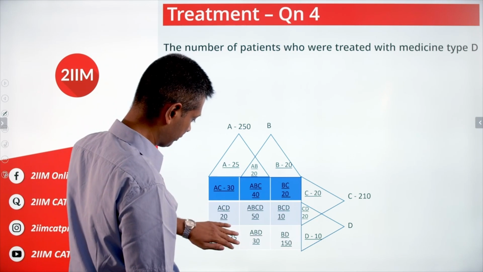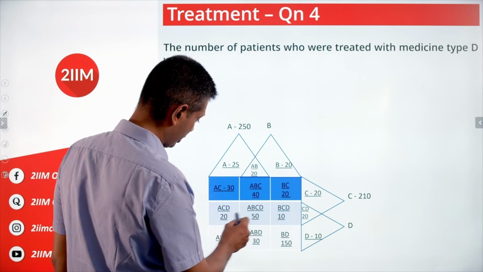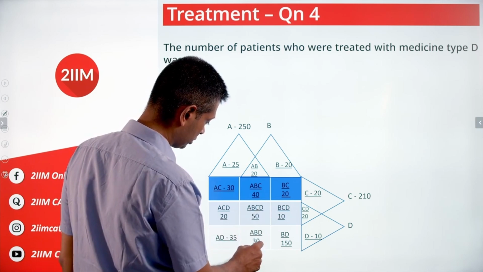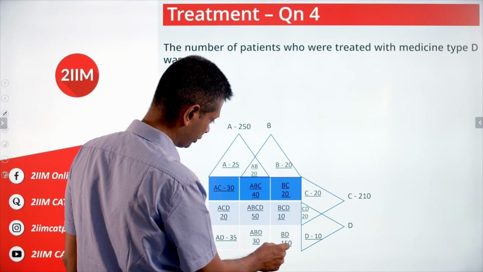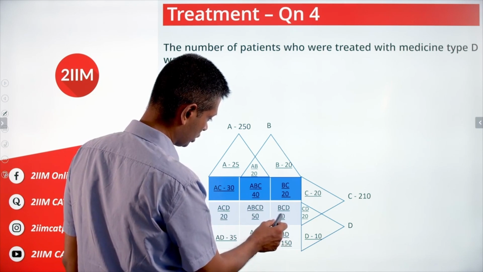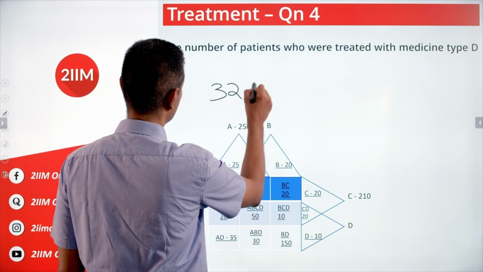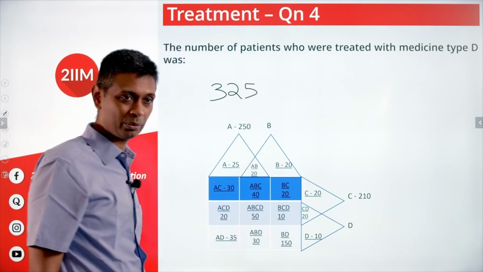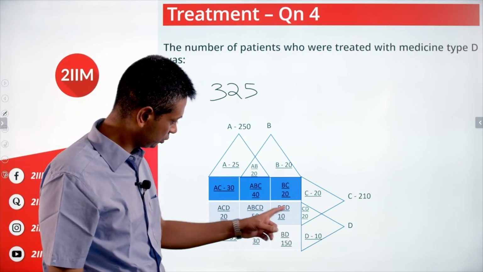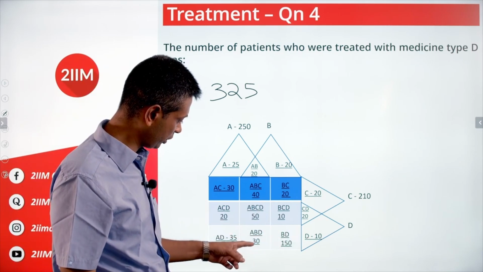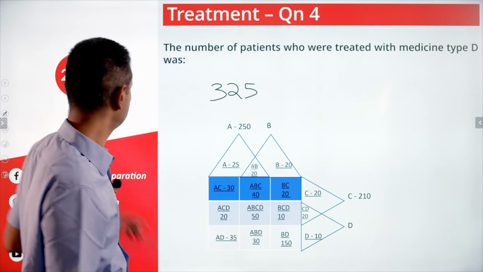I'm going to leave this 35 separately, add the rest. 20, 50, 30, this adds up to 100. 100 plus 150, 250. 260, 270, 290, 290 plus 35, 325. I don't want to deal with the 5 part, I'm dealing with that later. 30, 40, 190, 220, 270, 290, 325.